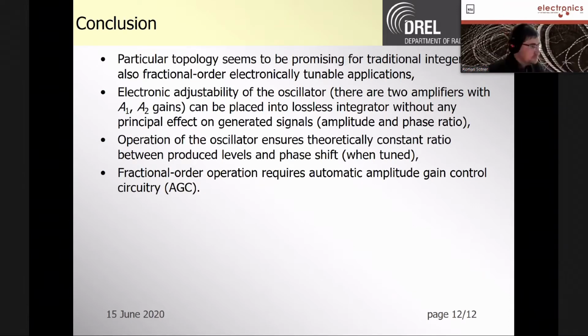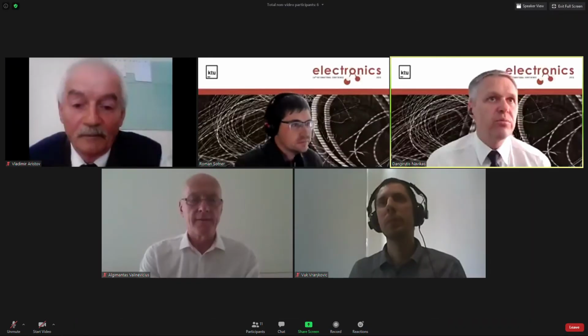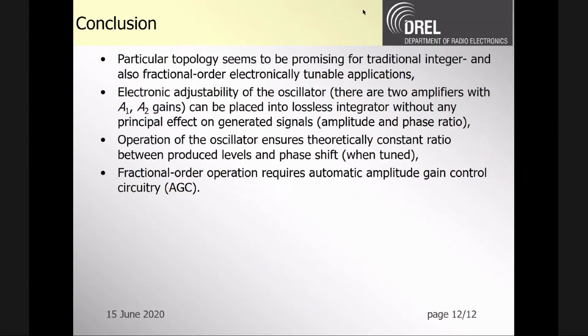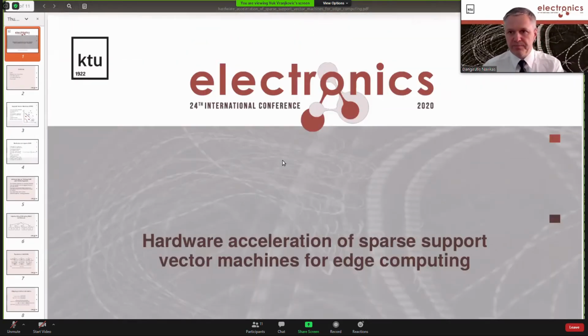You're welcome. And the next presentation comes from Serbia, presenter Vranjkovic. And the topic is hardware acceleration of sparse support vector machines for edge computing.